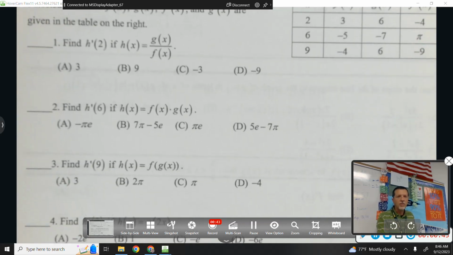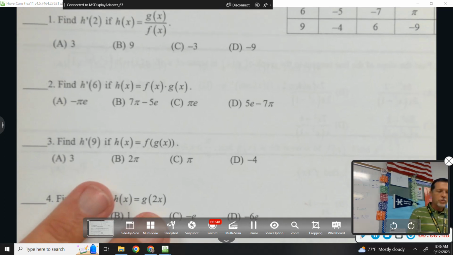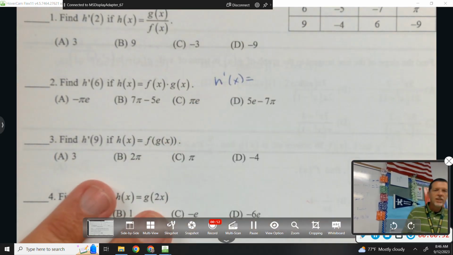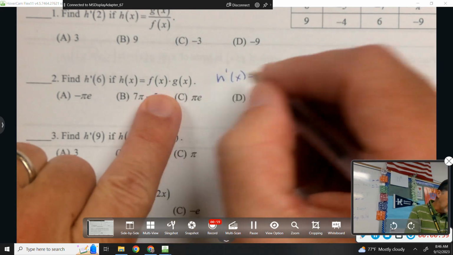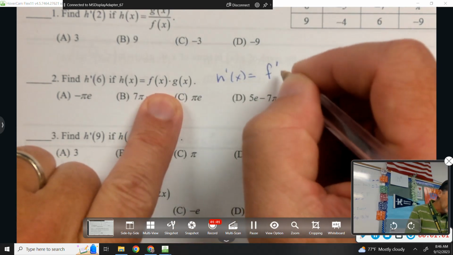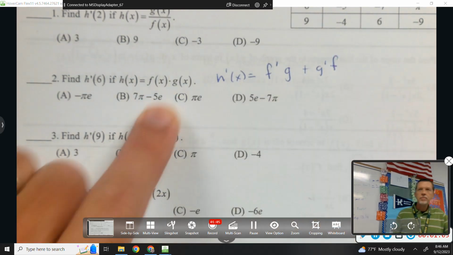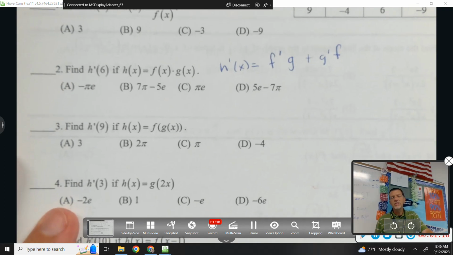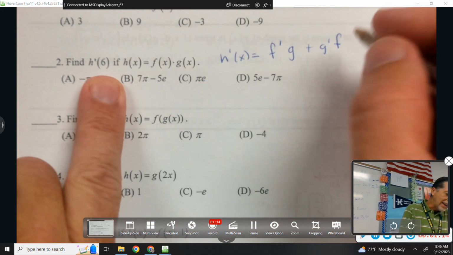Alright, so number 2. Find h prime at 6 if h of x equals f times g. So what's the main rule we're looking at here? Product rule. So again, it doesn't matter how you get there. F prime g plus g prime f. Again, it's kind of hard to mess up the product rule because it's addition and multiplication. But I want that at x equals 6.